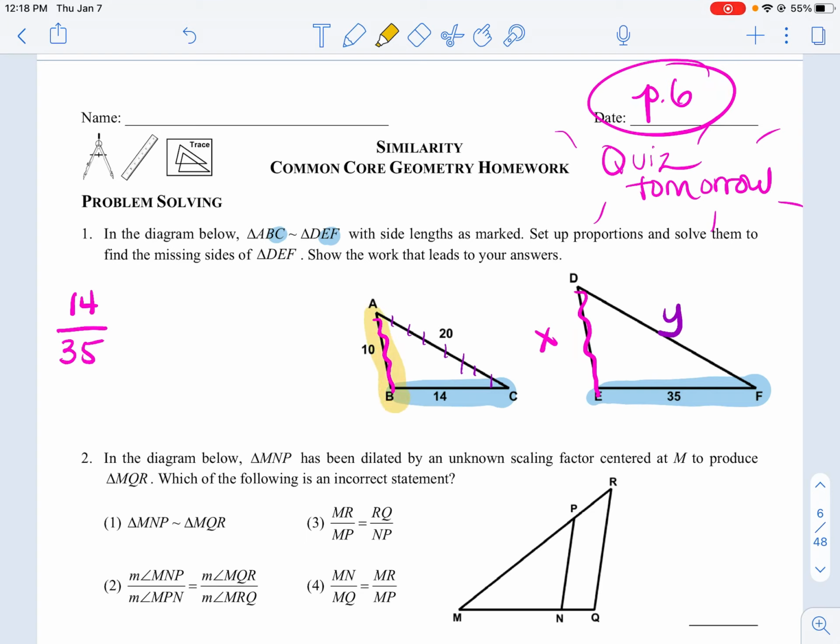All right, so 10 matches up with X. So I'm going to say 10 over X. And then to solve here, we're going to cross multiply. That's better. All right, so 35 times 10, divide both sides by 14. I think we're going to get a decimal here. Maybe we won't, though. Oh no, we got 25.